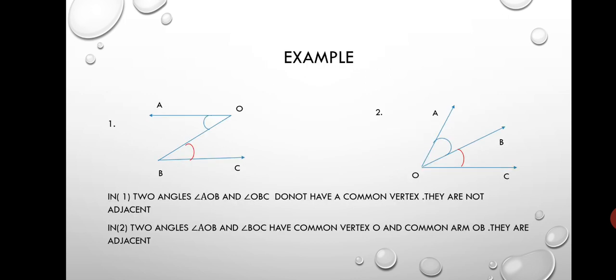Example. Look at the first figure. There are two angles, angle AOB and angle OBC. They have a common arm, that is BO, but they don't have a common vertex. Okay, so this means these two angles are not adjacent. But if we look at the second figure, they have a common arm, that is BO, and they have a common vertex also, that is O. This means these two are adjacent angles.